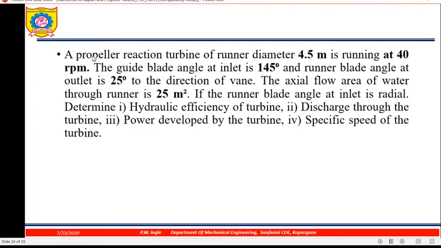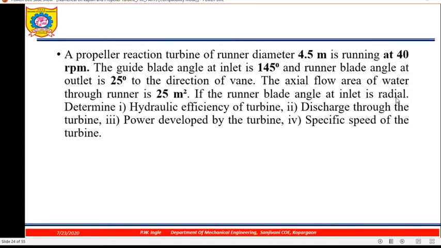So I'll read the statement of problem. A propeller reaction turbine of runner diameter 4.5 meter is running at 40 rpm. The guide blade angle at inlet is 145 degree. This is very important. Guide blade angle is given directly, how much? 145. So it is more than 90 degree. The runner blade angle at outlet is 25 degree, that is high angle. The axial flow area is given 25 meter square.